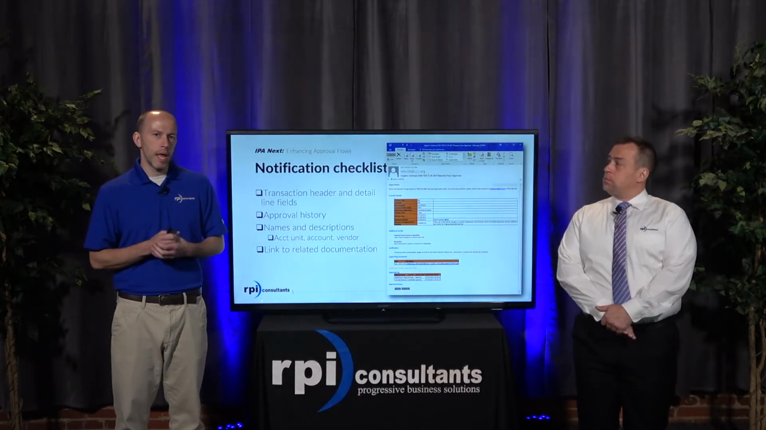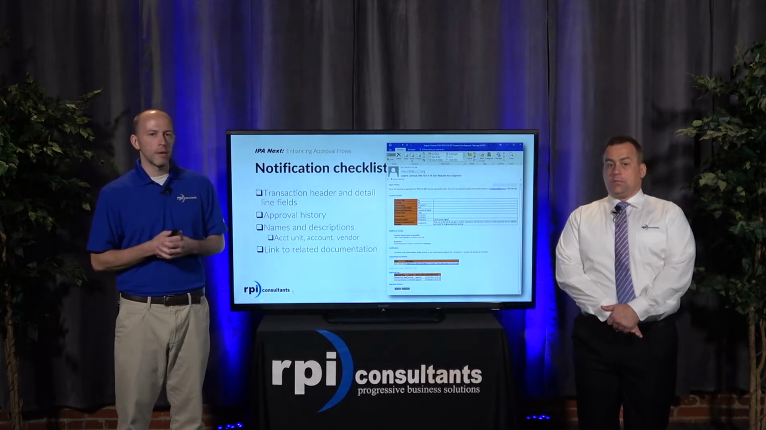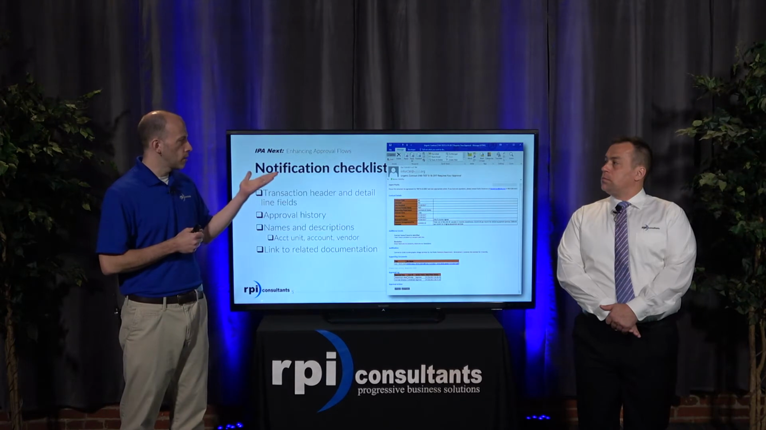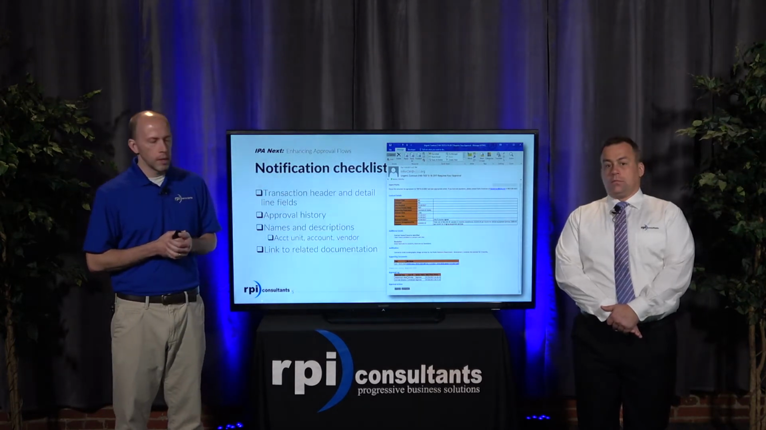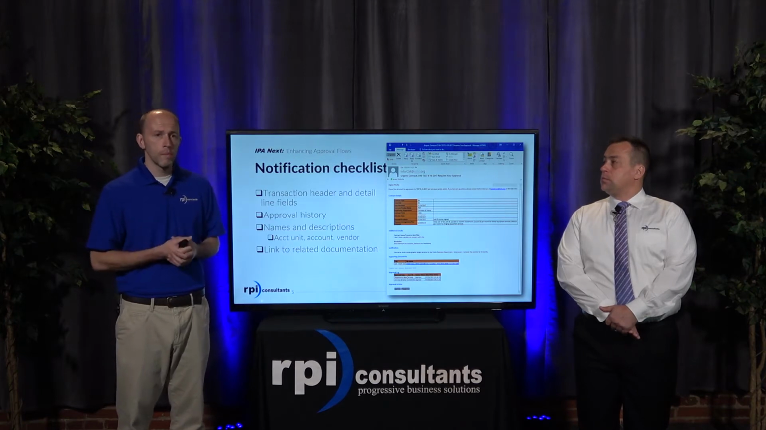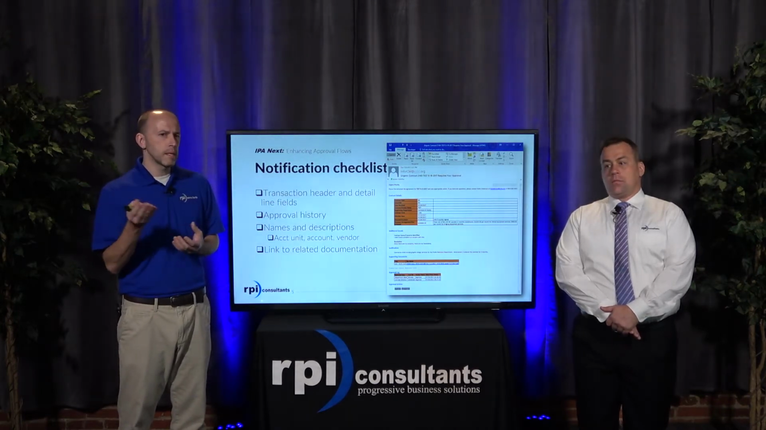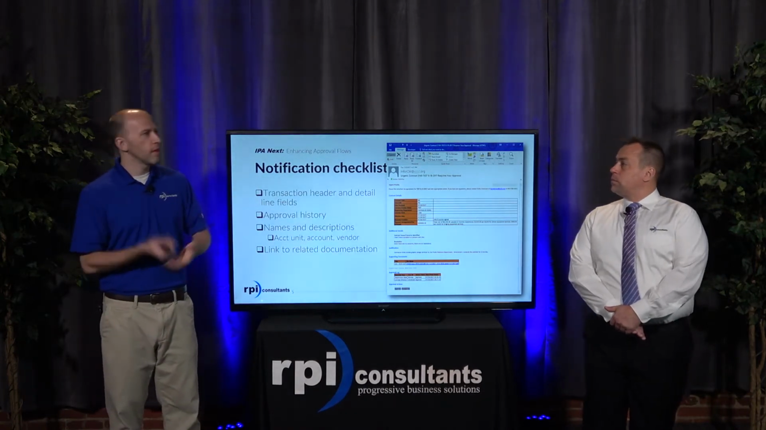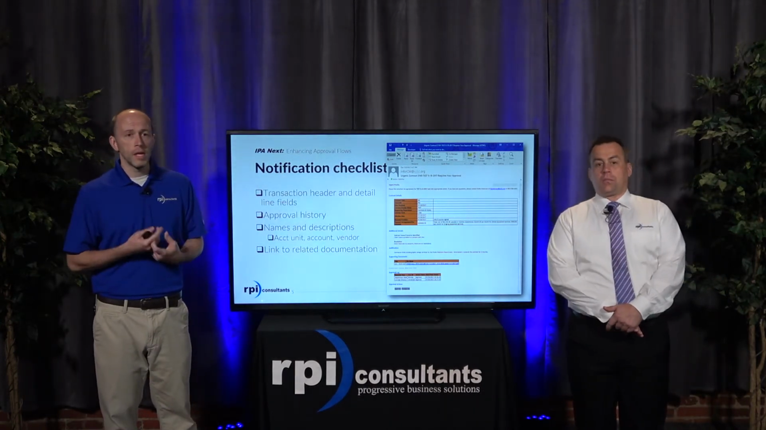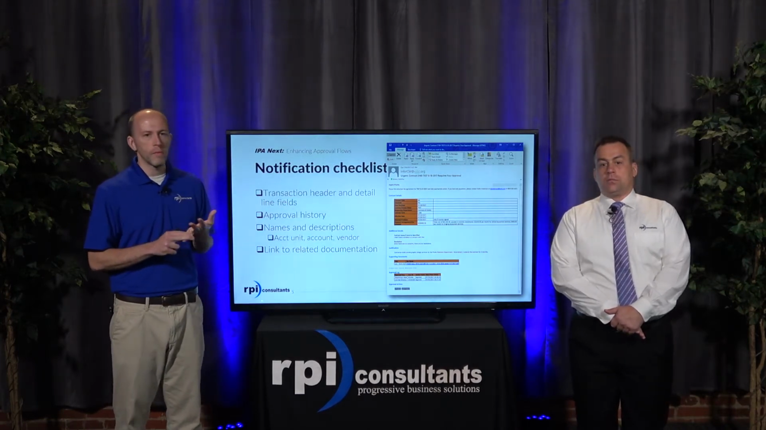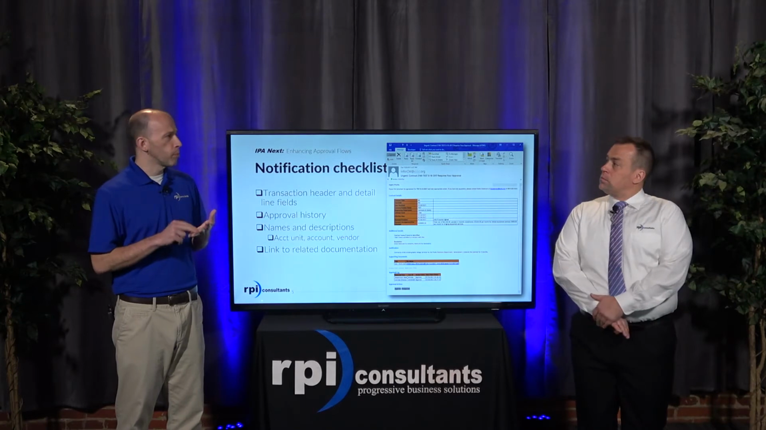Again, I said edited using that style sheet. In this particular example, I used the colors of the client's logo to create the headers and the table definitions. So this is kind of a checklist of what we think is good content of an email. We're looking for all that transactional data, the header and the detail information. We're looking for an approval history.